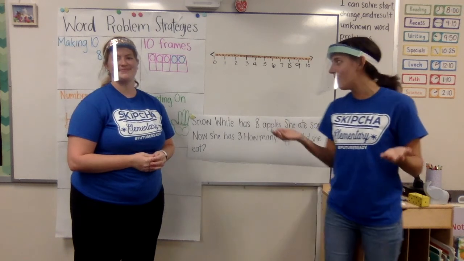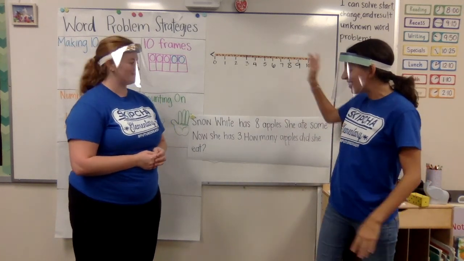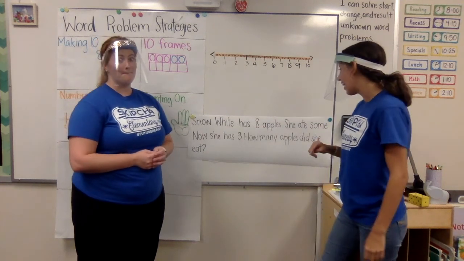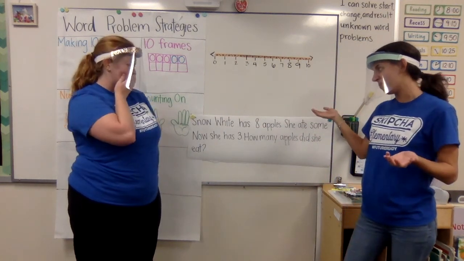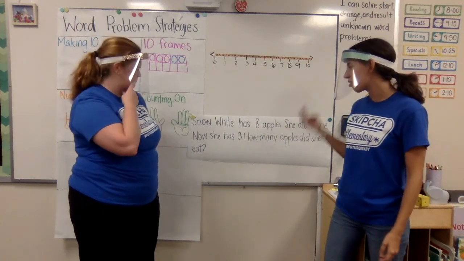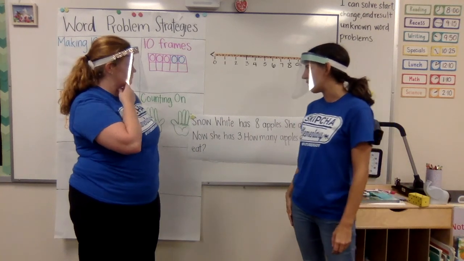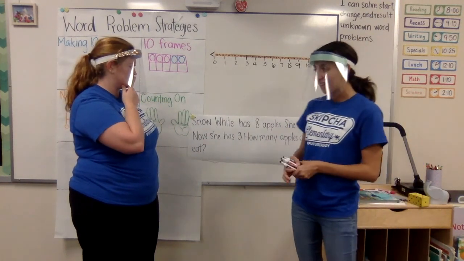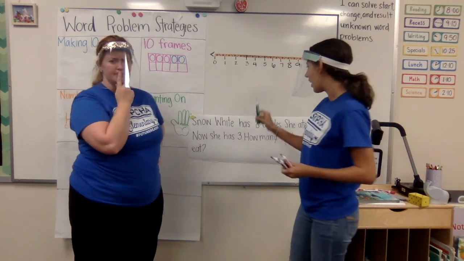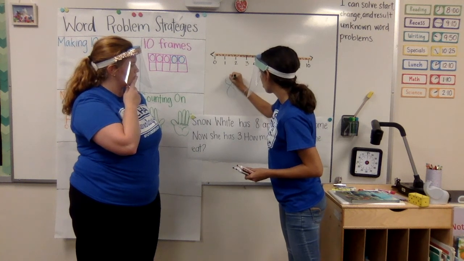All right, we have another word problem with one of the best princesses there is. It says Snow White has 8 apples. She ate some. Now she has 3. How many apples did she eat? So I'm going to start setting up my word problem. I know that at the beginning she had 8 apples. So I'm going to put my 8 as the start.